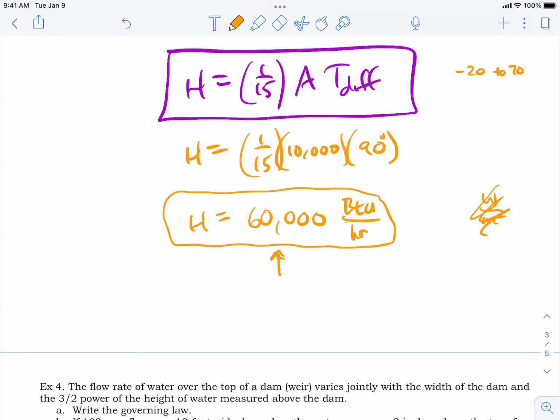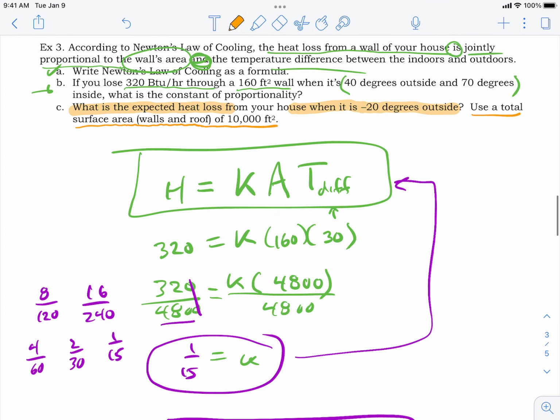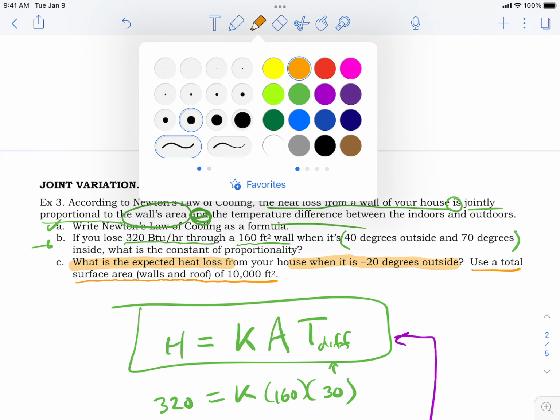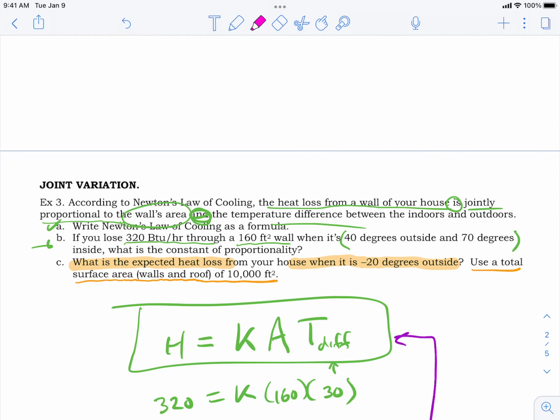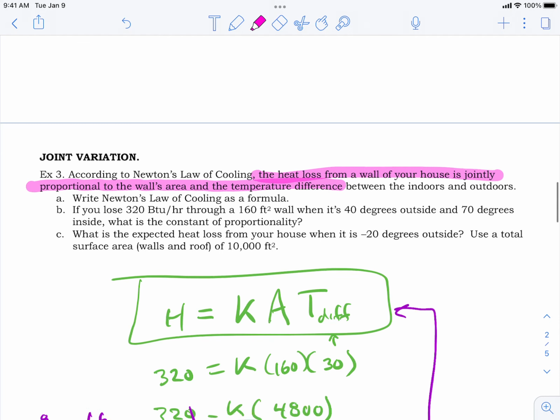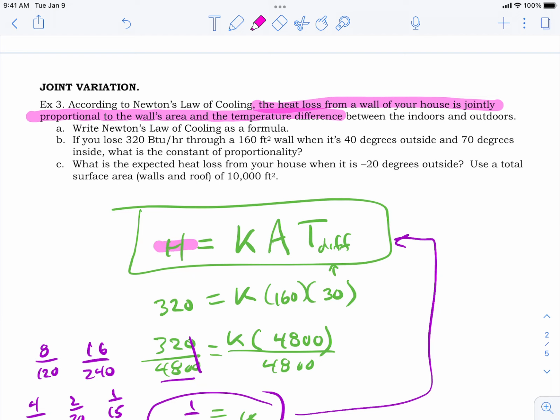Okay, so in terms of math class, let's review the basic idea. The basic idea was right here. Actually, let me erase a lot of this stuff so it'll be clearer to see. Okay, right here. Heat loss from a wall is jointly proportional to the area and temperature difference. That you can interpret directly. Heat loss is my H.